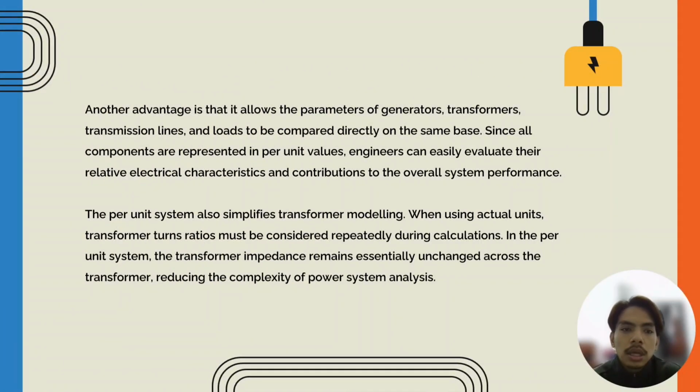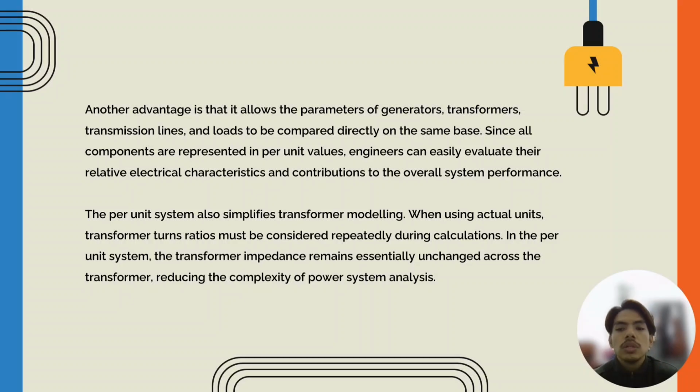Next slide. Another advantage is that it allows the parameters of the generator, transformer, transmission line, and load to be compared directly on the same base. Since all components are represented in per unit values, engineers can easily evaluate the relative electrical characteristics and their contribution to the overall system performance. The per unit system also simplifies transformer modeling.